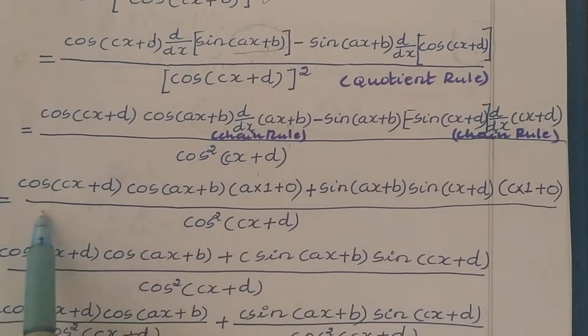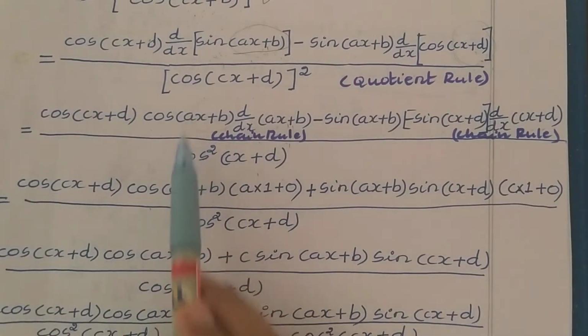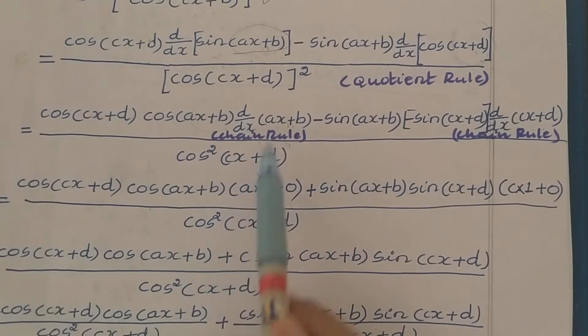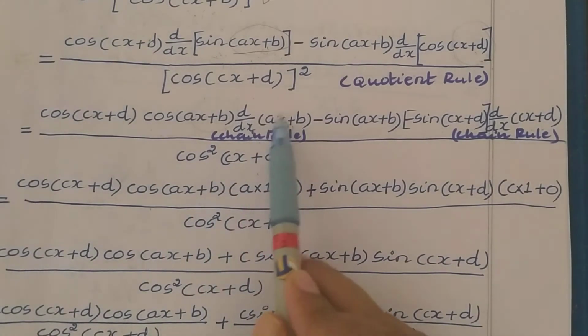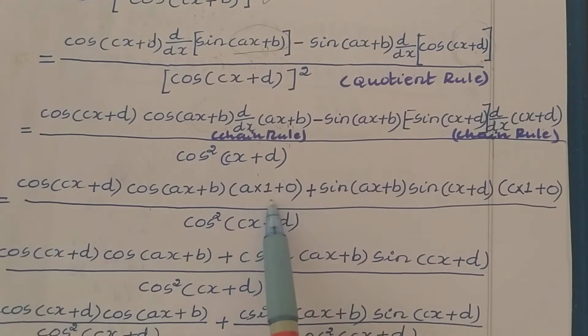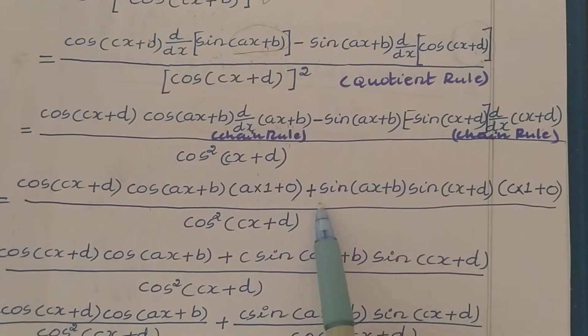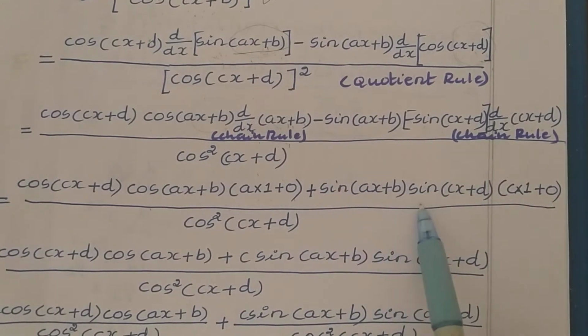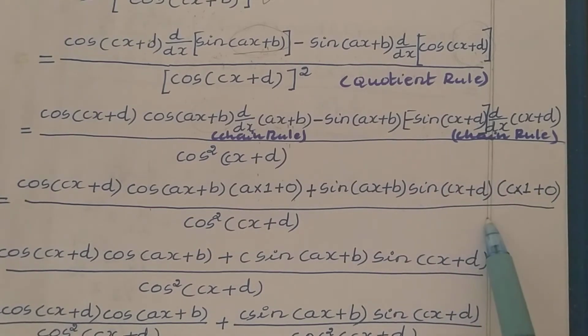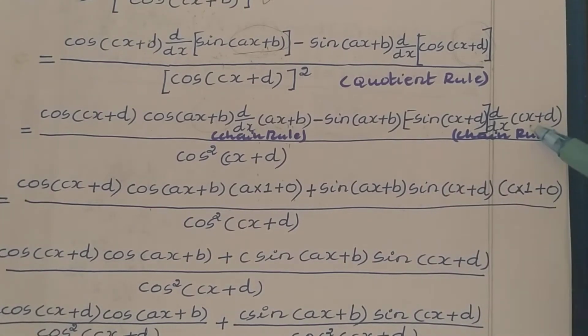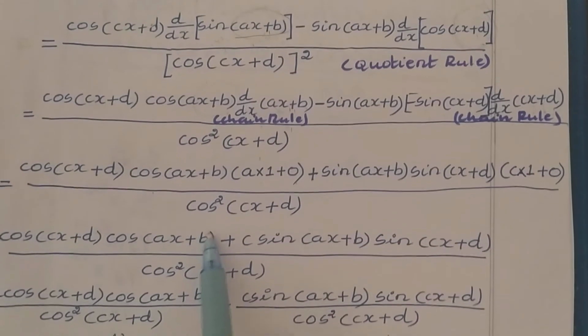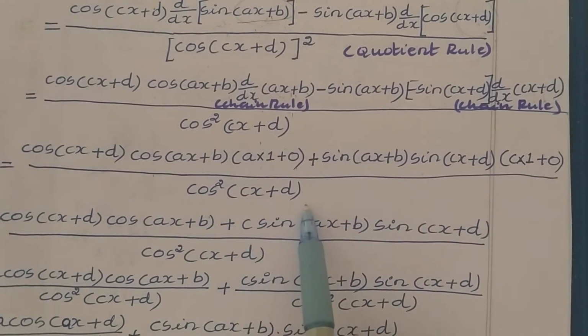Next, cos(cx + d) into cos(ax + b) into the derivative of ax. The derivative of x is 1, so a into 1. b is a constant, so the derivative of a constant is 0. Then minus and minus becomes plus sin(ax + b) into sin(cx + d). Then the derivative of cx: the derivative of x is 1, so c into 1 is c. Then the derivative of d is a constant, which is 0, divided by cos square (cx + d).